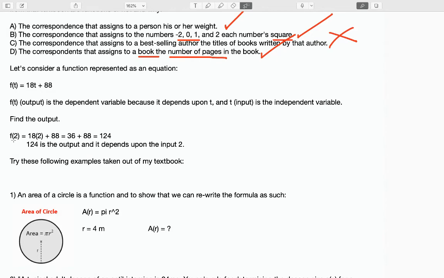Okay, so you just basically put the 2 in the t, and then you see what happens. So 18 times 2 is 36. 36 plus 88 is 124. So 124 is the output, and it depends upon the input too, because if it's a different input, then it's going to be a different output. So it depends upon the input too.